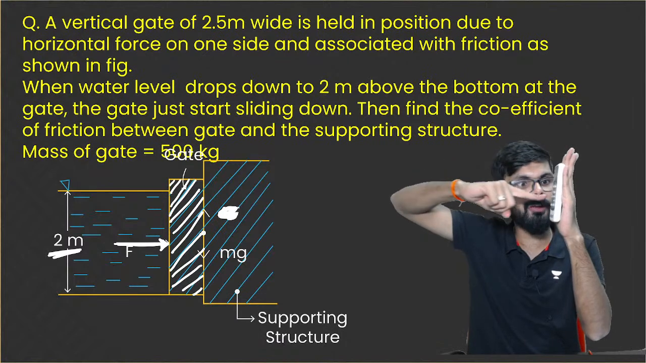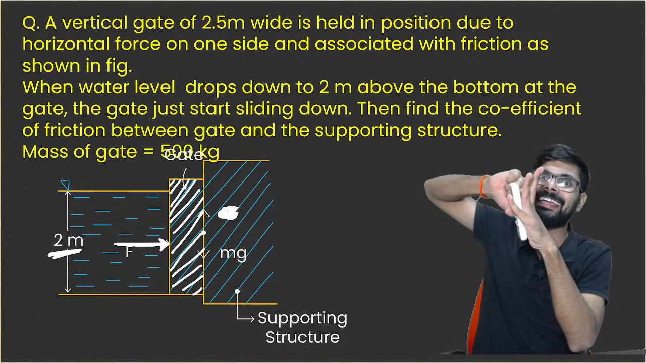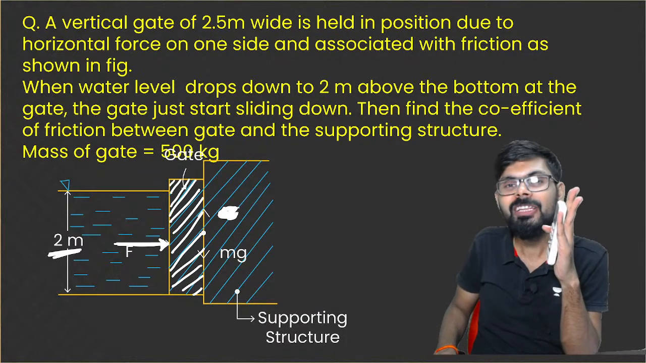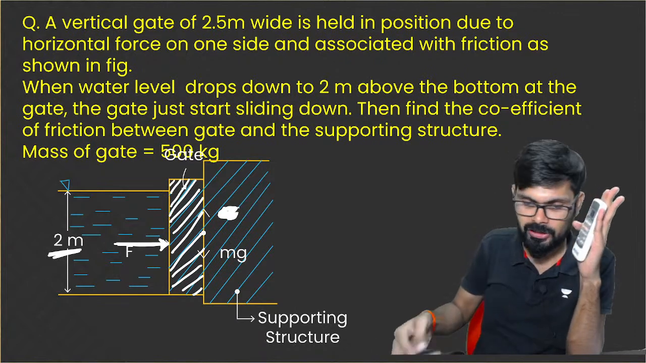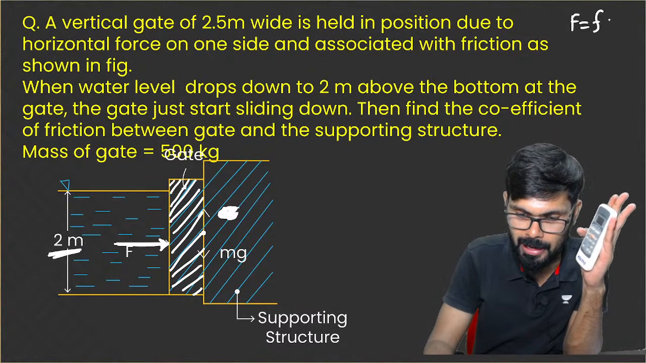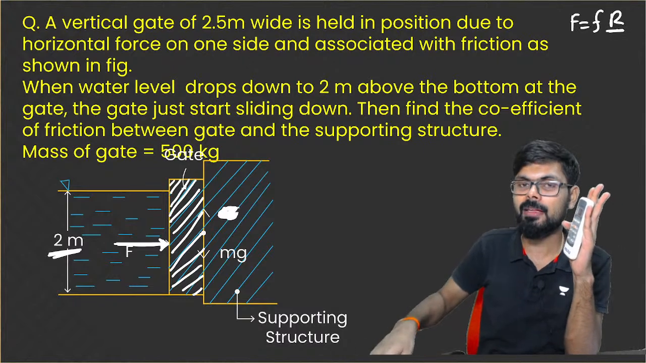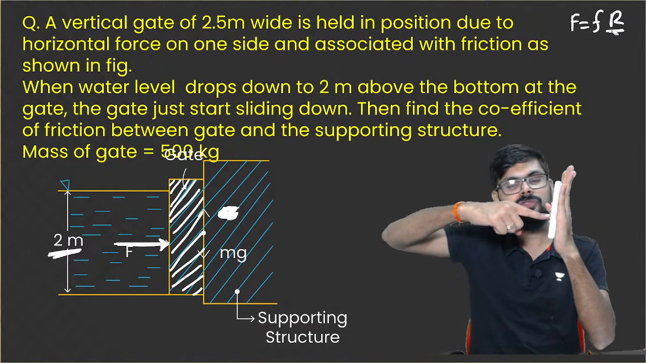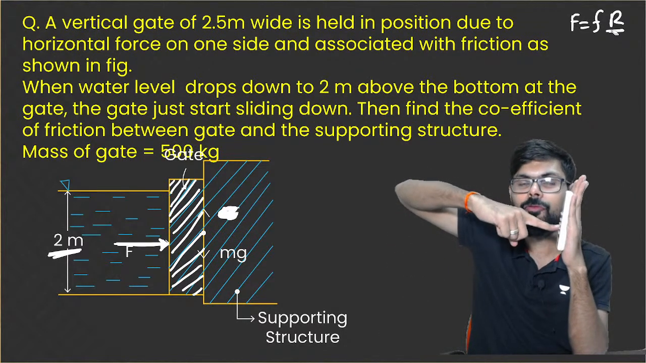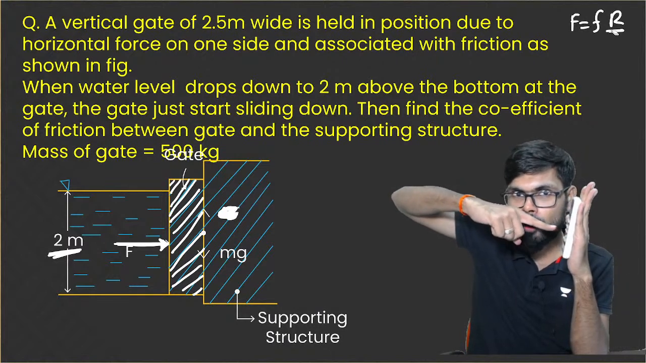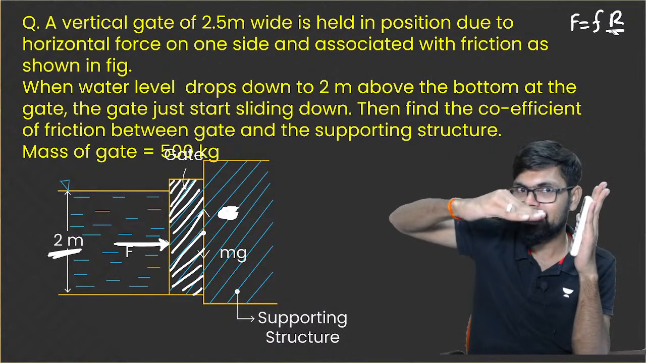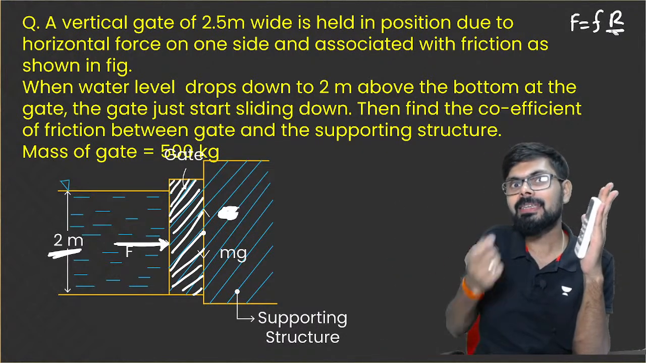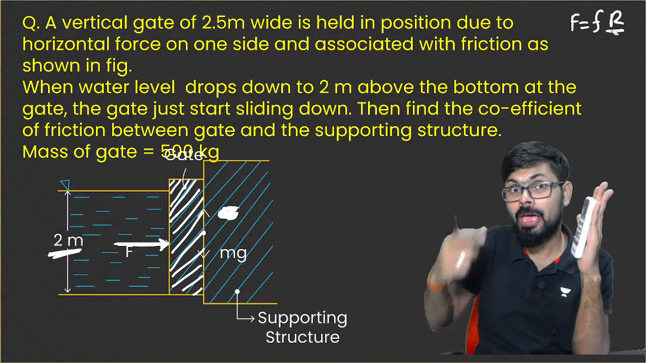But because of this normal force, a friction force is acting here. What is the friction force? Friction force F is equal to μ into R, where R is nothing but the fluid force. If the water level is decreasing, then x bar will decrease, and since F is equal to WA x bar, F will also decrease.